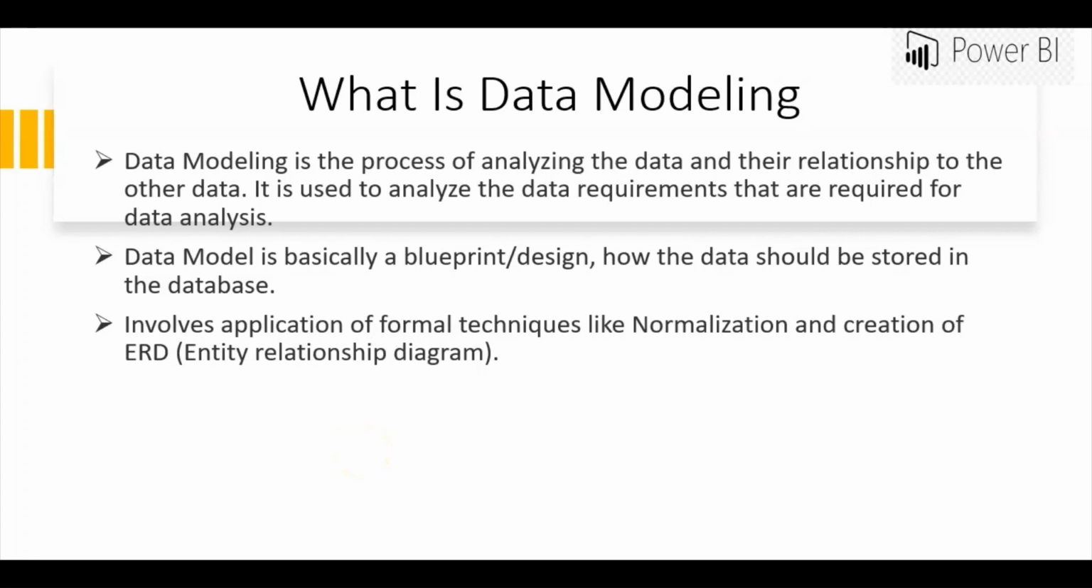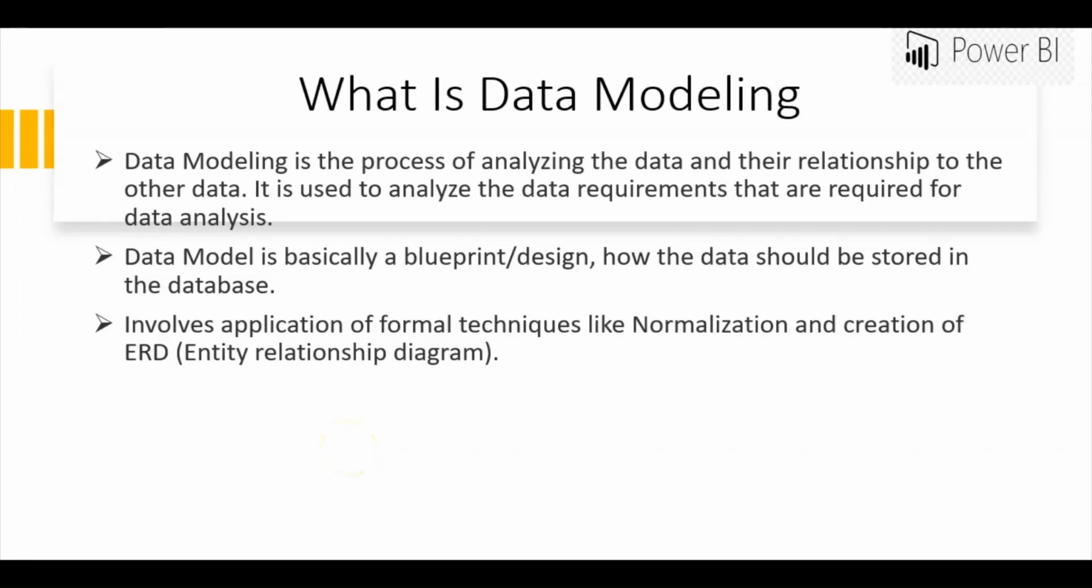A data model is basically a blueprint or a design of how the data should be stored in the database. It involves the application of formal techniques like normalization and creation of an entity relationship diagram. So after going through different data sources to identify the relevant data to work on for our analysis, we work on the designing phase where we create the entity relationship diagram, which is nothing but a blueprint of data modeling. It shows what tables or databases we are going to work on and the relationships between those tables, how these tables or databases are going to interact or communicate with each other.